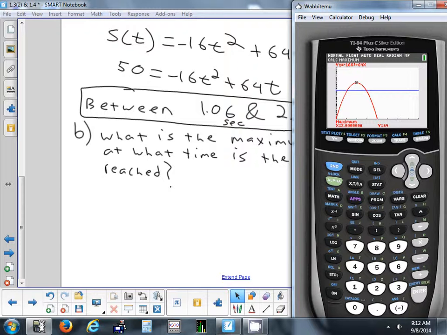And it says at 2.0000006, okay, it's basically 2 seconds. It hits a height of 64 feet.